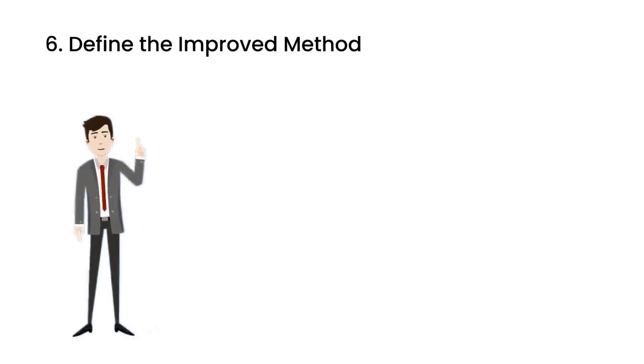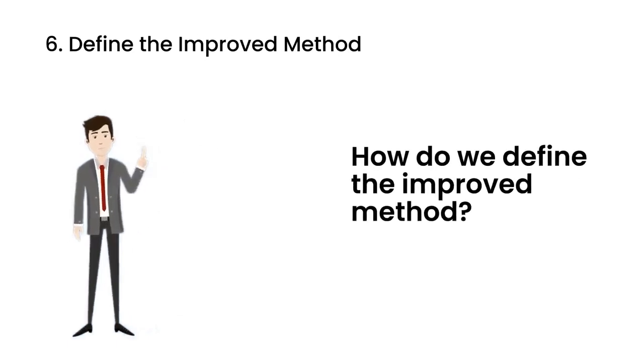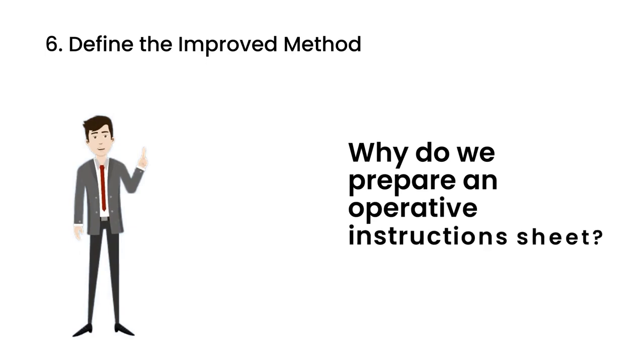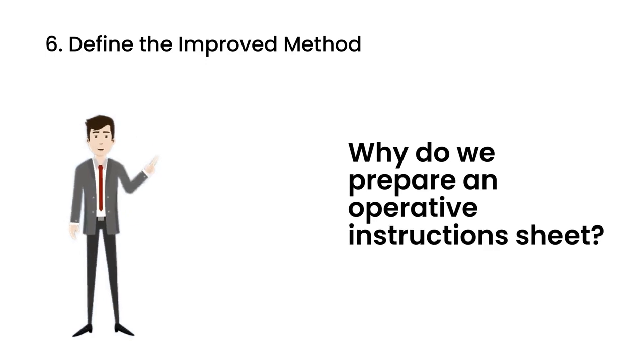Define the improved method. How do we define the improved method? It is desirable to prepare a written standard practice, also known as an operative instruction sheet. Why do we prepare an operative instruction sheet? To record the improved method as a future reference.